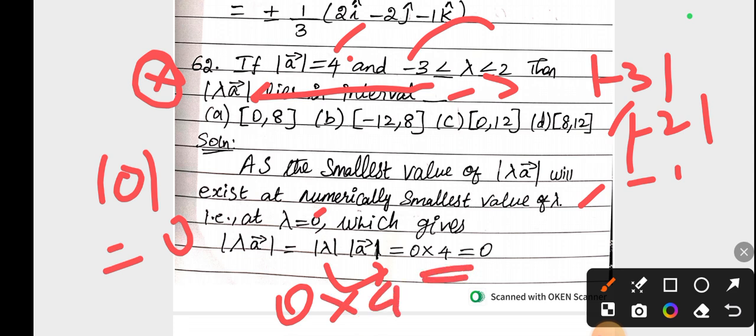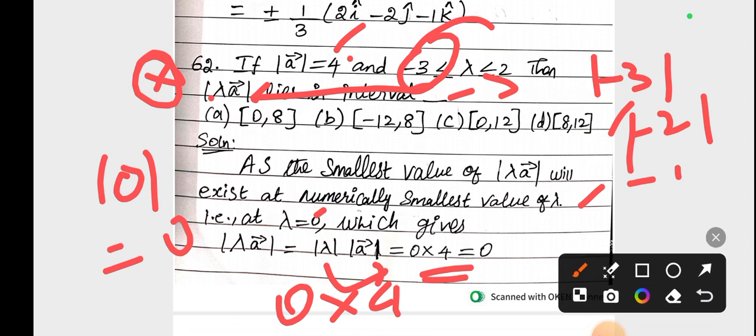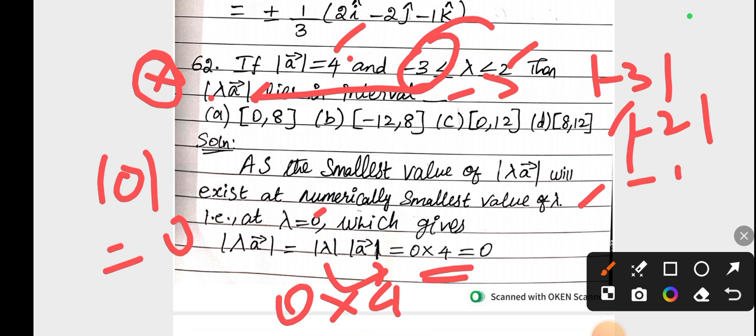Why 0? Why not minus 3? Because we have the modulus. So modulus of minus 3 is plus 3. 3 4s are 12 will come. So that way it's not that. Then what's our greatest value now? Greatest value 2, we want to apply. So 2 4s are 8. So 0, 8 is the answer, sir.